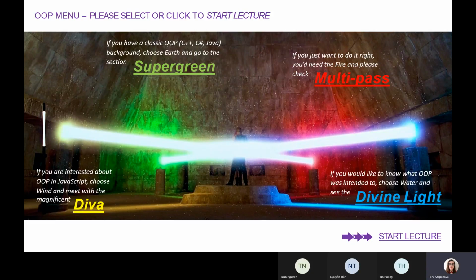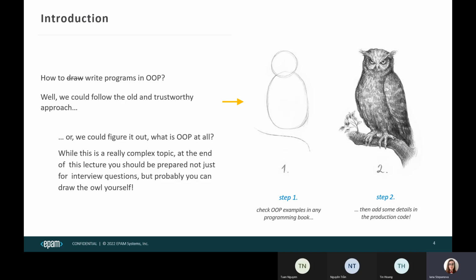Then we'll go into Divine Light. We'll learn how object-oriented programming was created and what its intended purpose is. Then we'll see how this intended purpose changed a bit in Diva, how it is applied in JavaScript. And finally, we will wrap up our lecture at Multipass. So let's dig in. First, what is object-oriented programming?